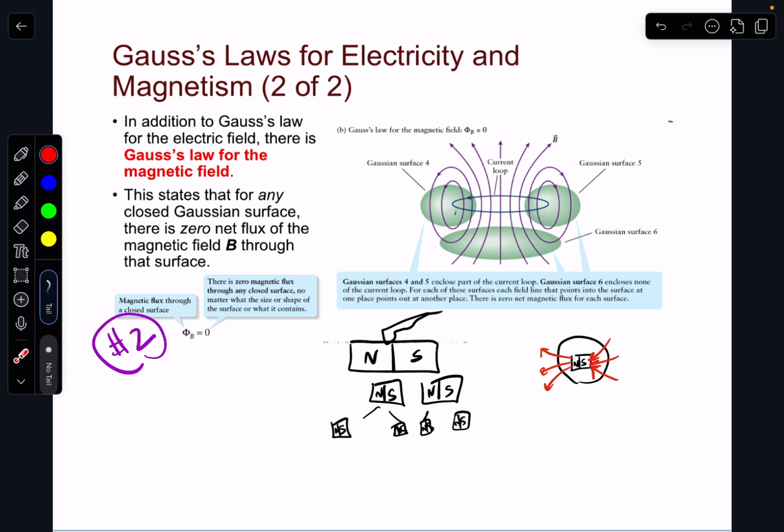And so if you enclose anything that is a source of a magnetic field in a surface, the flux will always equal zero, because the B field lines coming out will equal the B field lines coming in. Okay, so that's Gauss's law for magnetic fields. That's the second of Maxwell's equations.